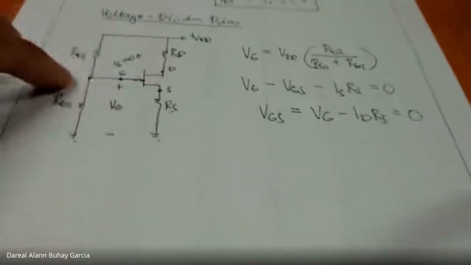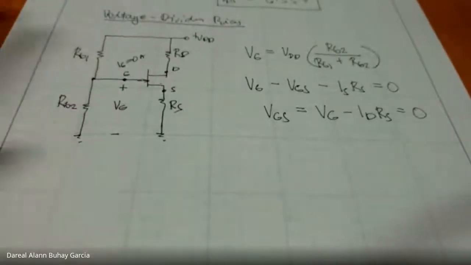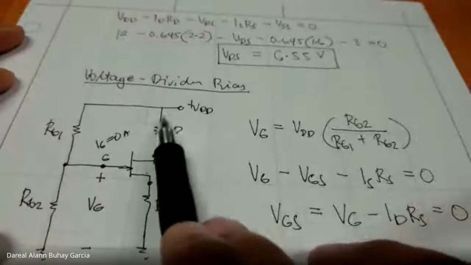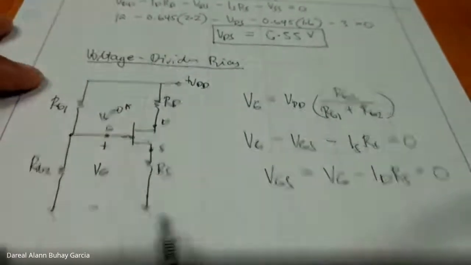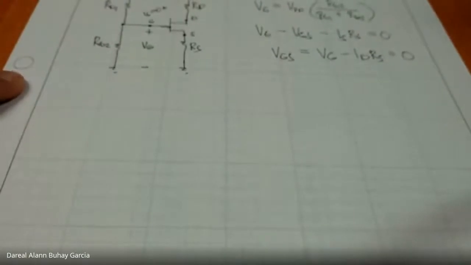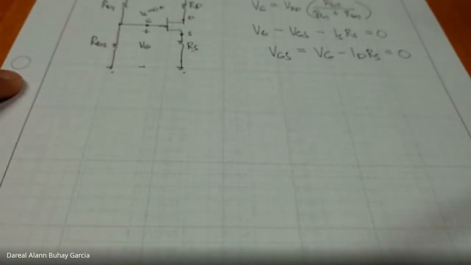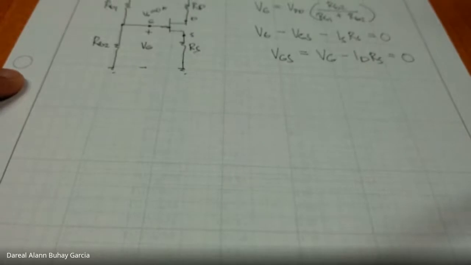Sige, let's try to illustrate. On the drain side, VDD minus IDRD minus VDS minus ISRS, so it is the same again.